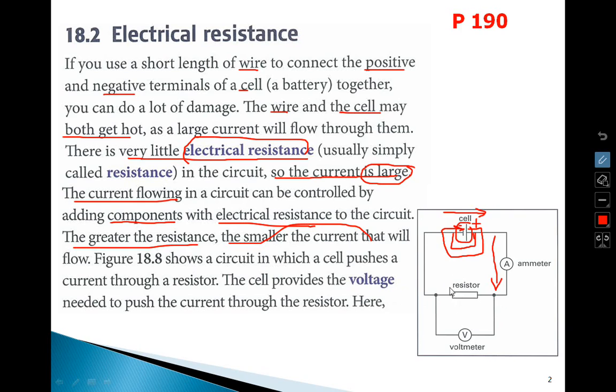Figure 18.8 shows a circuit with a cell, or power supply, pushing current through a resistor. This is a resistor here. So the cell is going to push the current through the circuit. Actually, the cell provides the voltage needed to push current through the resistor. So electrical resistance is very important and always in close relation with voltage and current. The three of them are very related to each other. Okay.